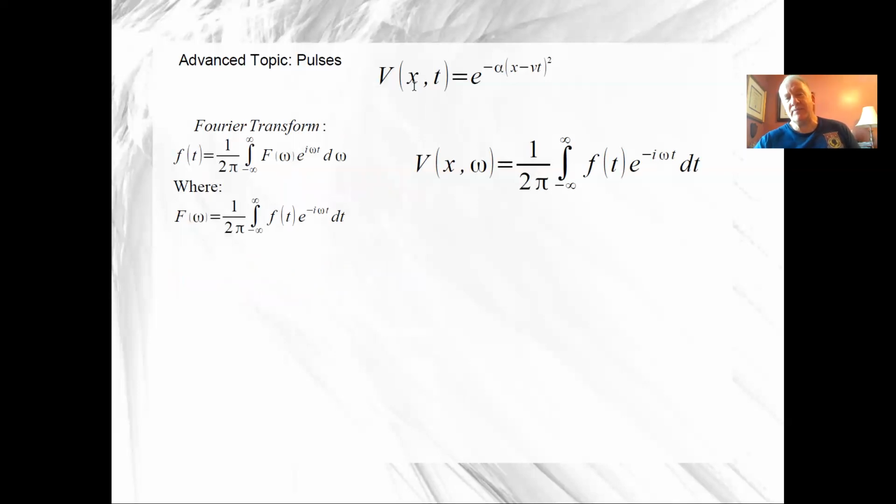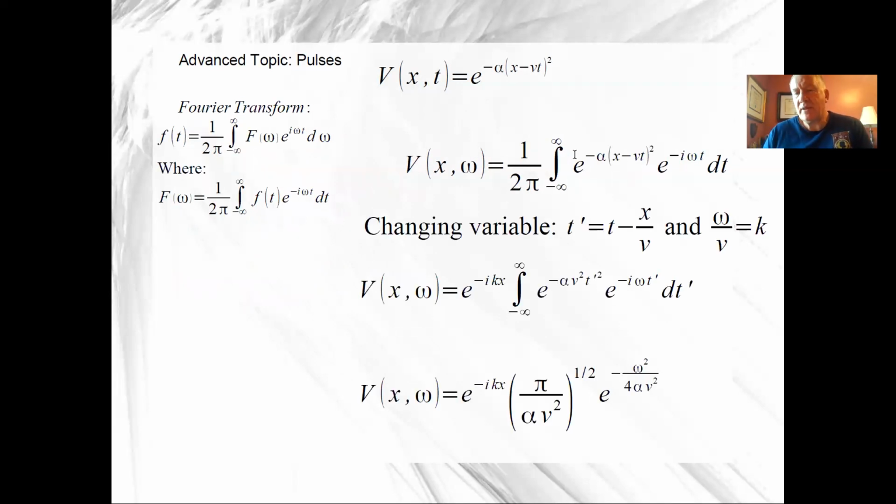So we're going to change it from variables x and t to variables x and omega. So we'll take our function and multiply it by e to the minus i omega t and integrate from negative infinity to infinity. We're also going to change the variable. So we're going to define something called t prime, and it's equal to t minus x over v. And we'll also remember that omega over v is equal to k.